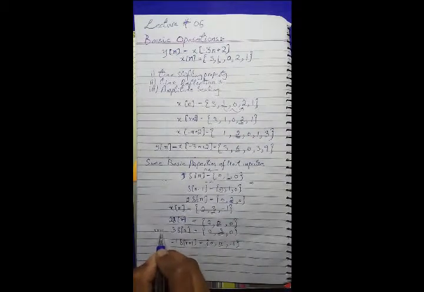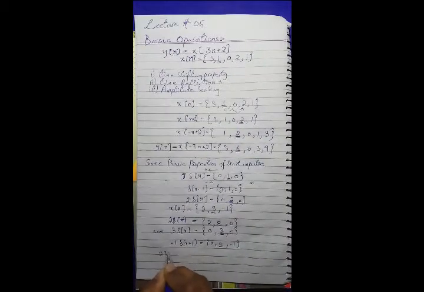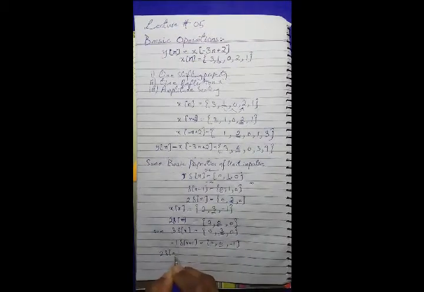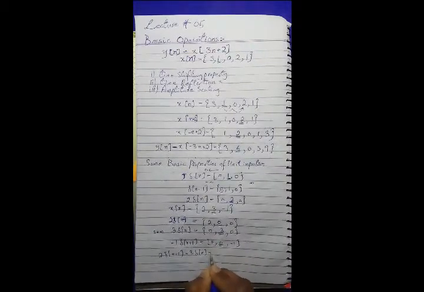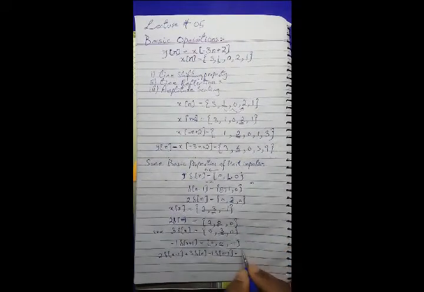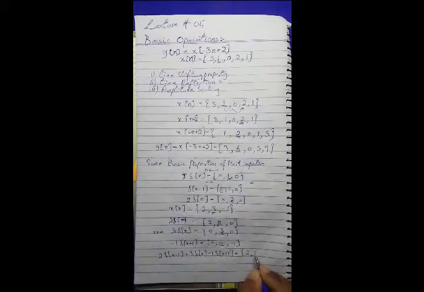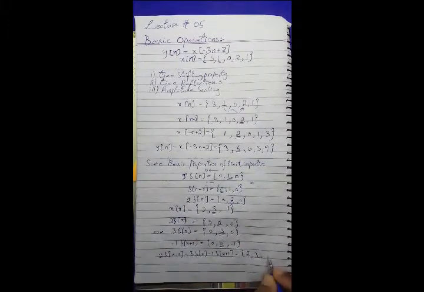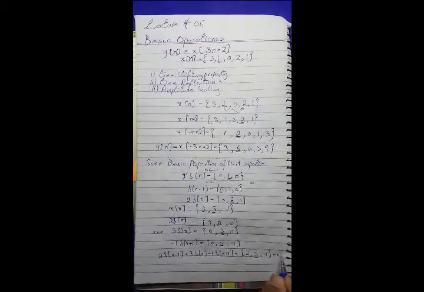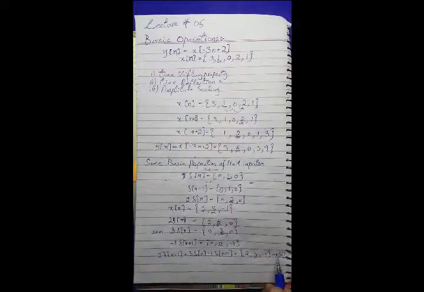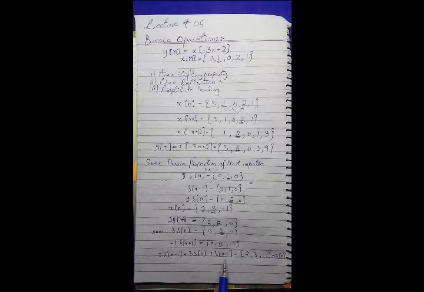Now if we sum all these impulses, we will get 2 delta of n minus 1 plus 3 delta of n plus minus 1 delta of n plus 1. If we sum all these signals, we will get 2, 3, and this is our 0 index value, and minus 1. We have summed all these values and we get this signal, and this is nothing but x of n. So we have written this x of n in terms of all these impulse signals.